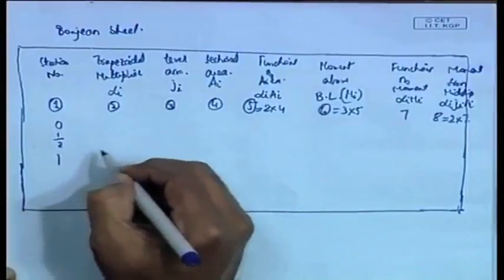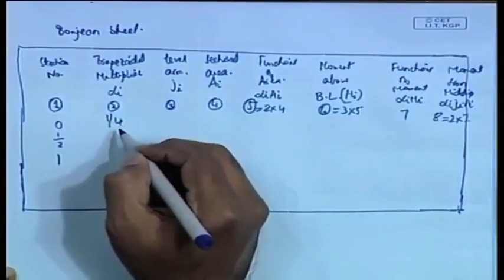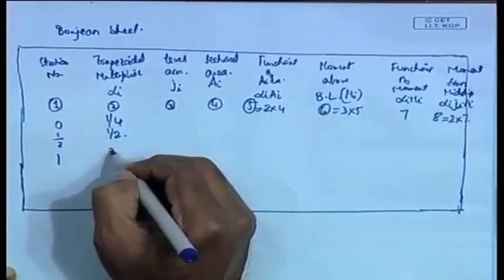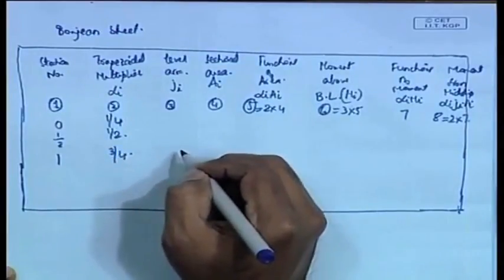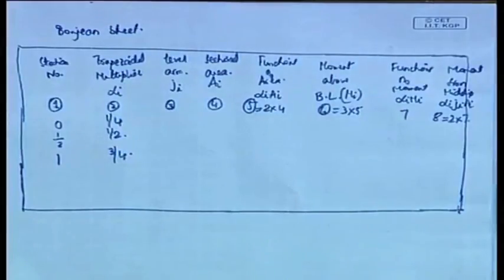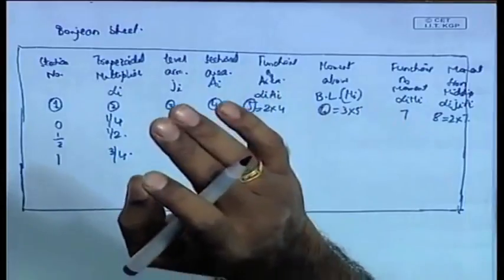So, 1 half, 1, and the corresponding trapezoidal multiplier which we have done will come later as 1 by 4, 1 by 2, 3 by 4, like that. Lever arm, as you see, this is the lever arm from the station, from the initial station. So, you can do it two ways. The lever arm can be taken in two ways.